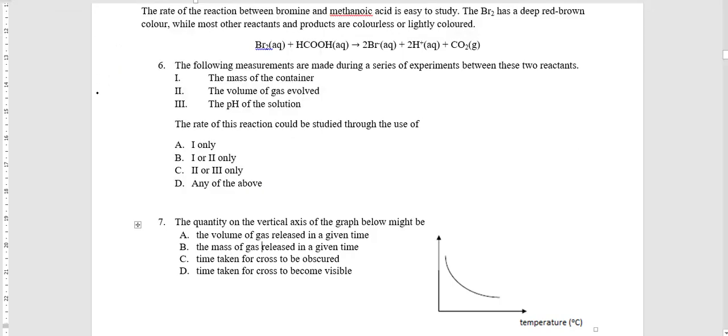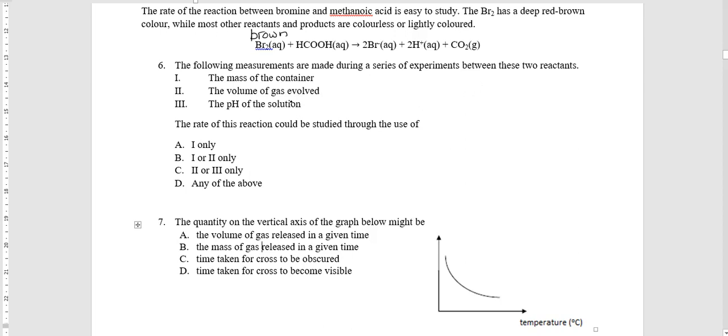So the reaction between bromine and methanoic acid is easy to study. Br2 has a deep red-brown color, and most other reactants and products are colorless or lightly colored. The following measurements are made during a series of experiments between these two reactants: the mass of the container, the volume of the gas evolved, and the pH of the solutions.